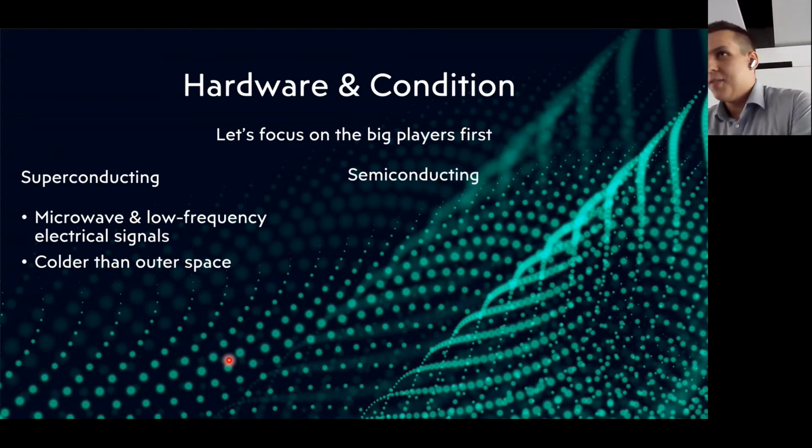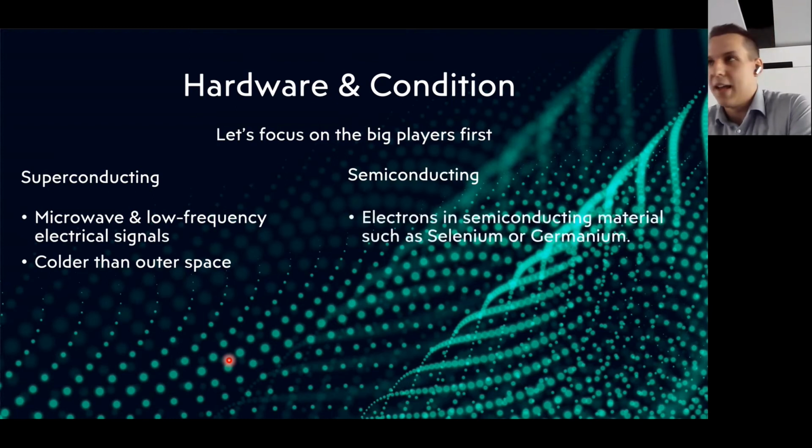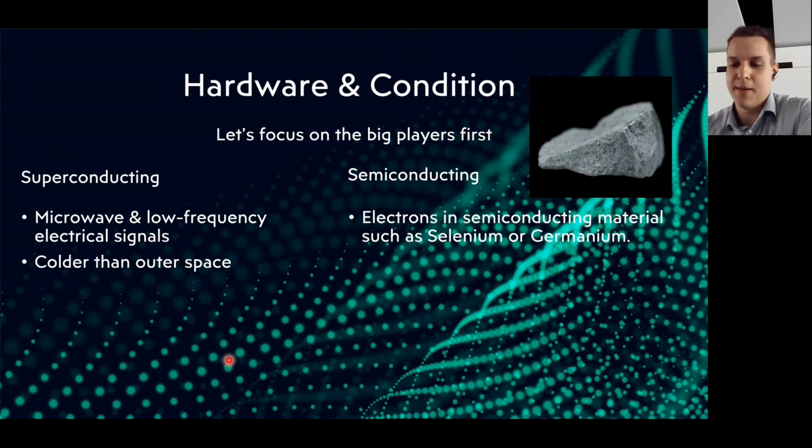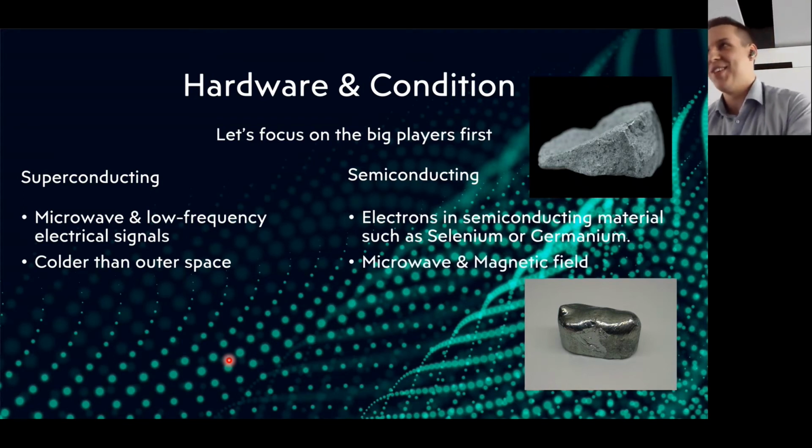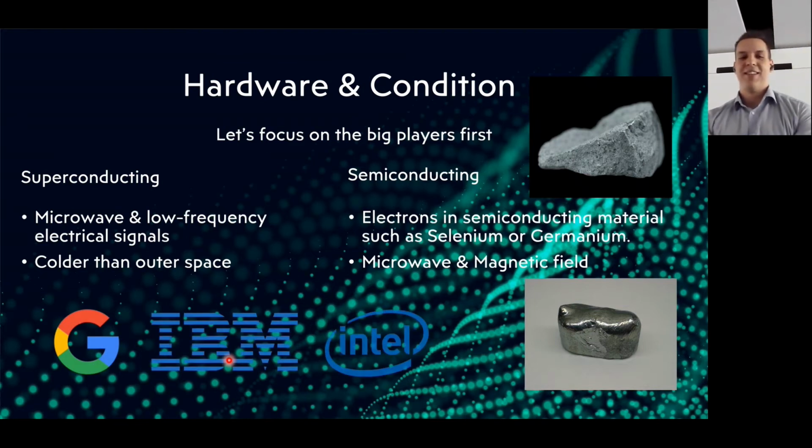Then semiconducting. This is if we use materials like selenium or germanium. This is selenium, this is germanium. Germanium is super toxic, so just a small amount of it will make you very sick, so be careful. And we use microwave and magnetic fields to make a semiconducting circuit. As said, Google, IBM, and Intel are using it. Why are they using this? Because from history, they always used it. So why should they change?